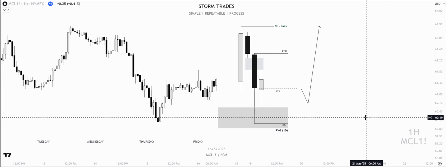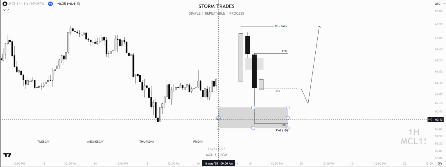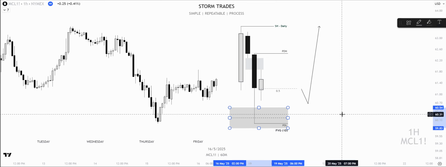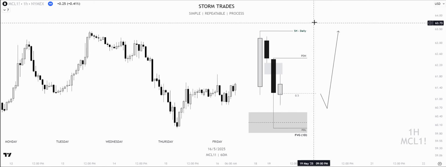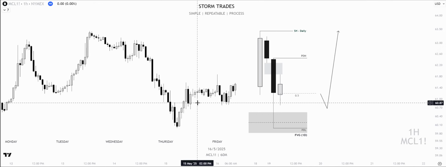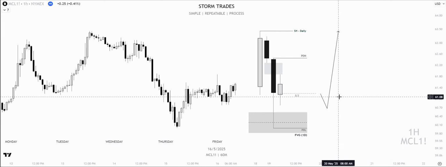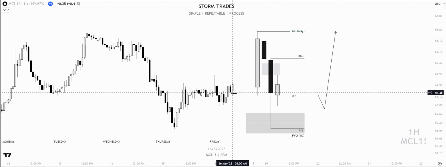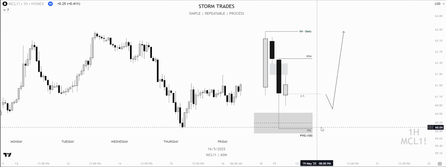Anyway, so when I'm looking at the hourly, it's very similar to how I'm reading the daily. Instead of looking for internal to external, what I'm really looking for is can I easily determine a change in the state of delivery, and therefore can I try and anticipate which draws on liquidity are likely to get run first?